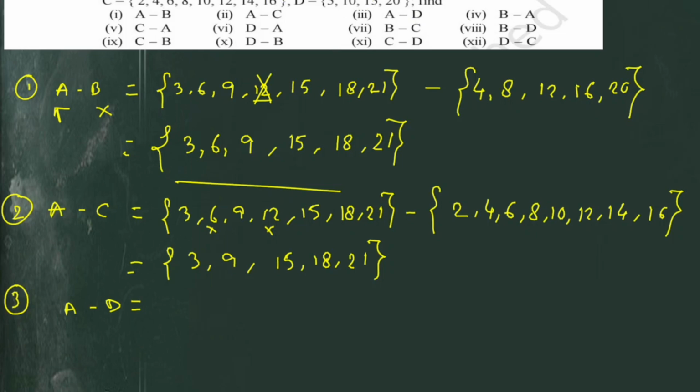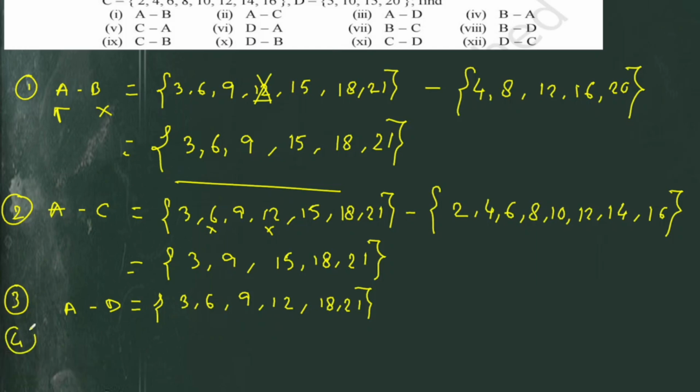So 5, there is 5, no. There is 10, no. There is 15, yes, so 15 should be removed. And 20, no. So we'll get 3, 6, 9, 12, 15 will be removed, 18, 21. This means these are the elements of A, but no element of D is present.